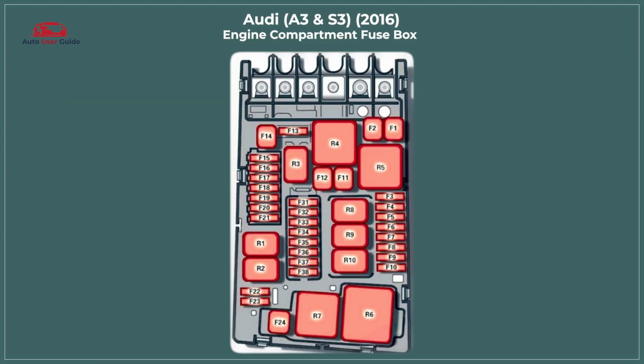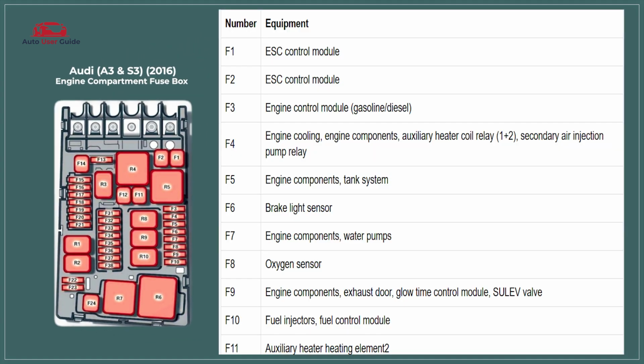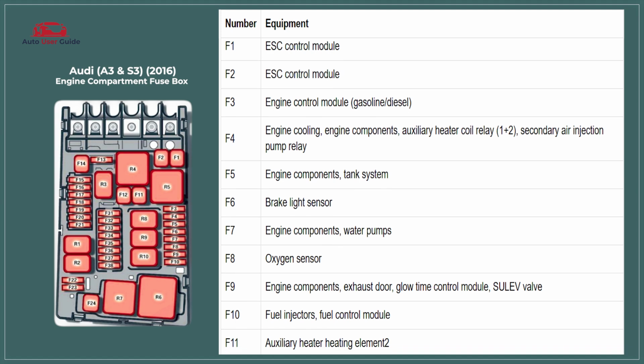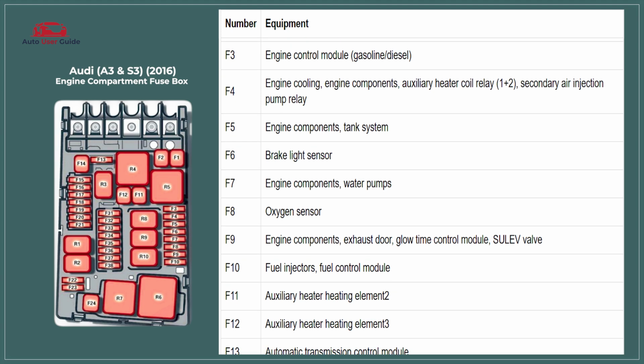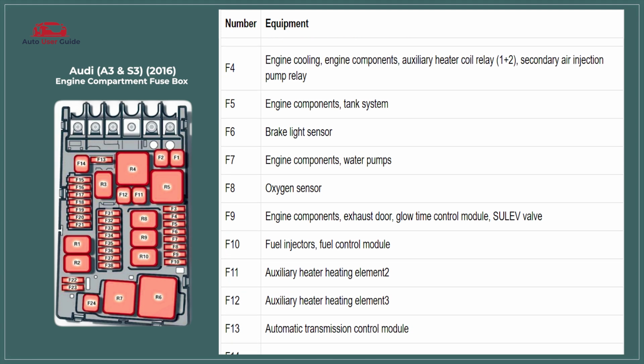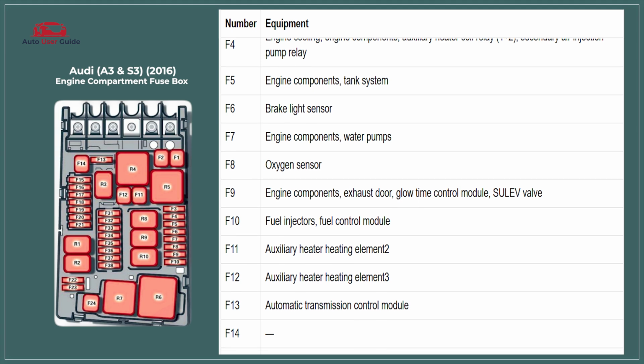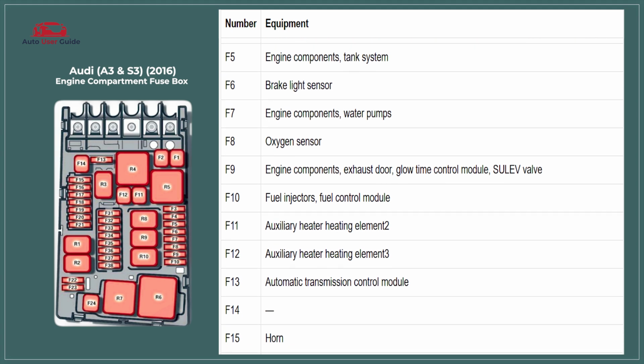The engine compartment fuse box in the 2016 Audi A3 and S3 contains high amperage fuses for essential systems like the ECU, ABS, starter motor, cooling fan, and fuel system. It provides reliable power distribution and safeguards critical engine and safety components.